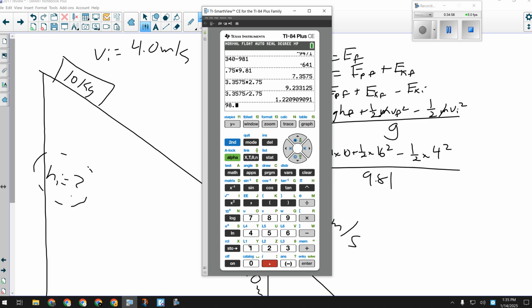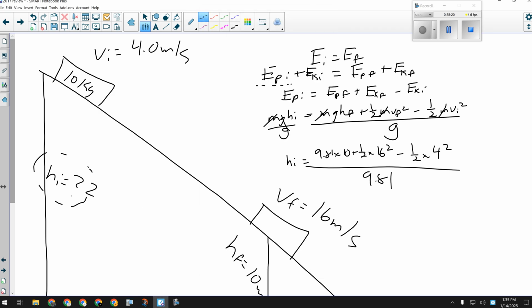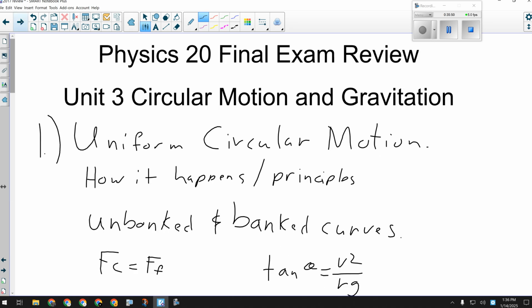Okay, so 98.1 plus 0.5 times 16 squared minus 0.5 times 4 squared. Divide that by 9.81. All right, so the initial height of that hill or ramp or whatever it is, is 22 meters. We have two significant digits. Okay, ringing a bell? So really any of those could be game for a question on the final. Some of them could be combined with concepts from other units, like the vector question we did at the beginning. This could be in this form, or it could be in a form from Unit 4 where the potential energy is elastic. It's the same concept either way. But that's the kinds of things that you're going to encounter from this unit.